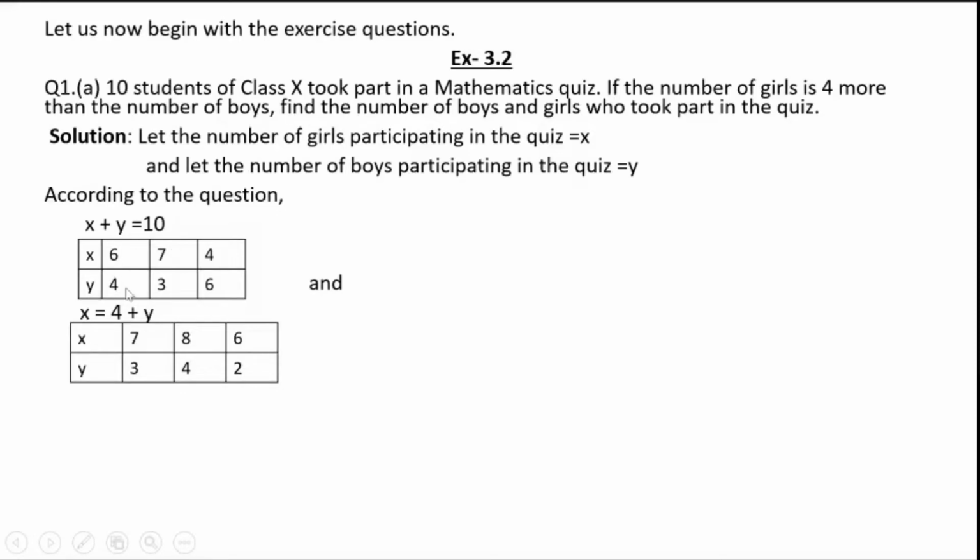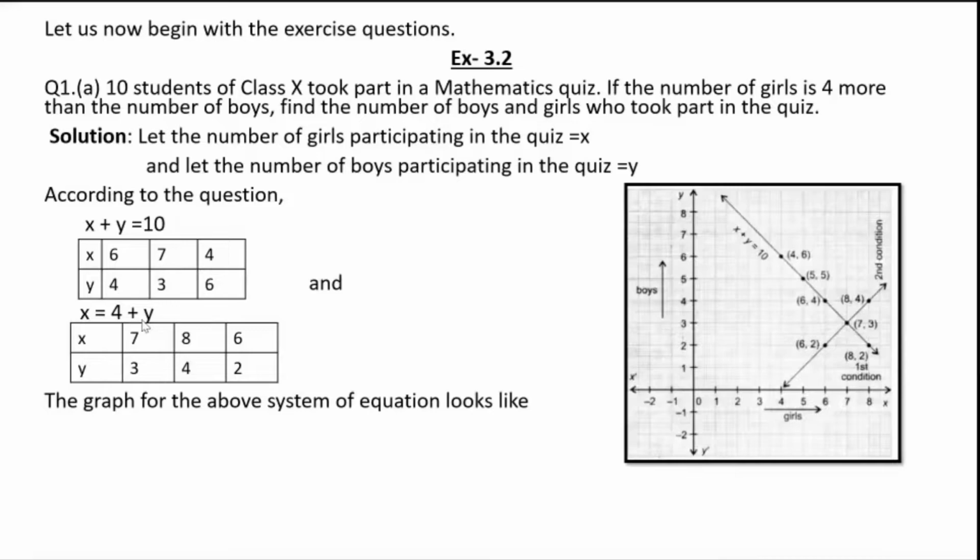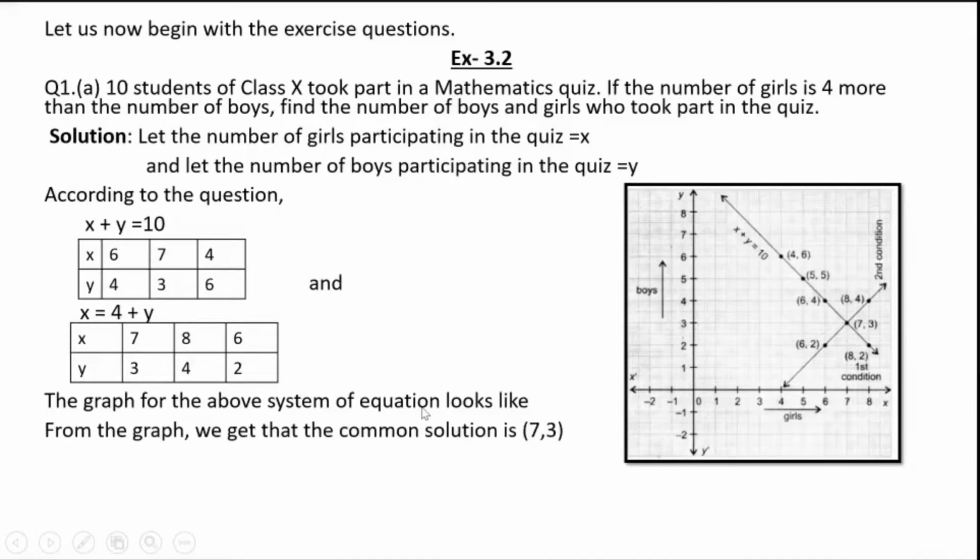If I join these 3 points, I get one straight line. If I join these 3 points, I get another straight line, which will be representing the equation x is equal to 4 plus y. And I find that the two lines intersect at a point, and that point is given by 7, 3. So this will be the unique solution for these two equations. Because x is 7 and y is 3 is the solution, I'll write the answer as number of girls is equal to 7 and number of boys is equal to 3.